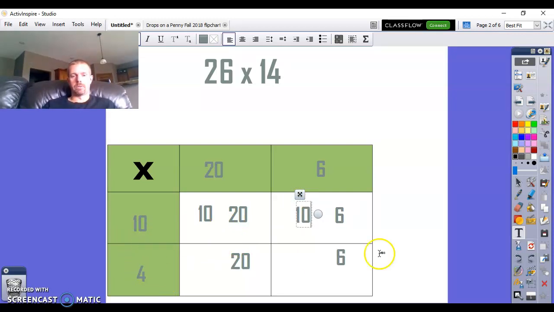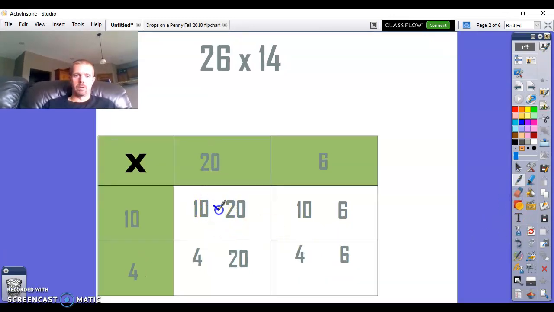And then come down to this row and you're going to multiply by 4. And you're going to multiply by 4 here also. Okay, so they're going to do the same thing. They're just going to go through and multiply all 4 boxes and then add up the products that they get for each. Okay.